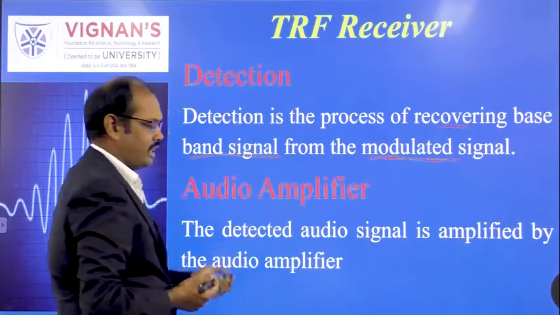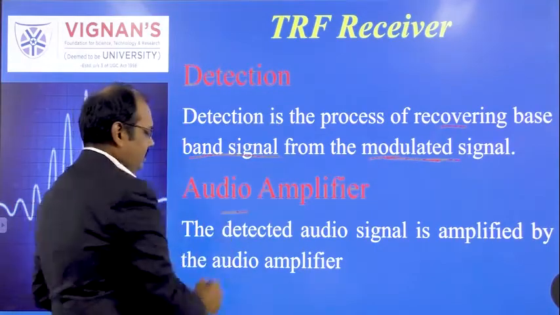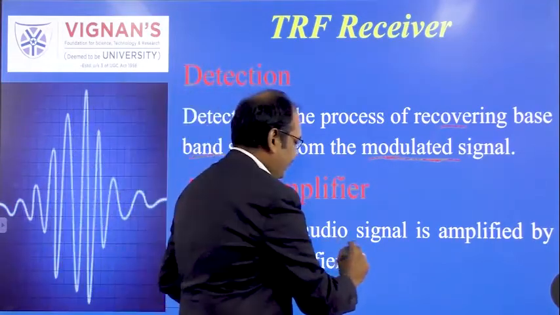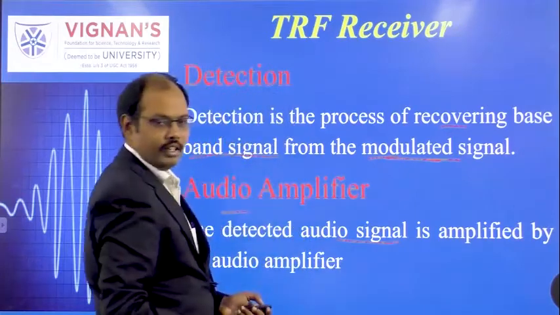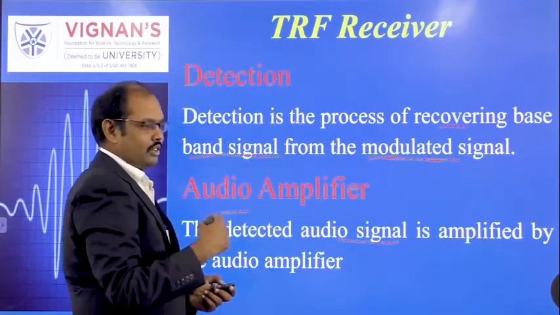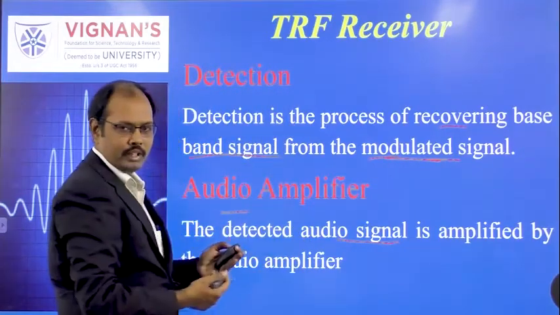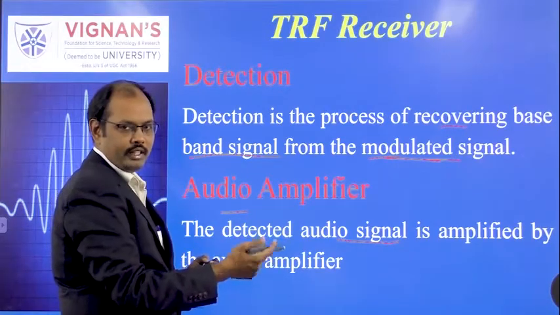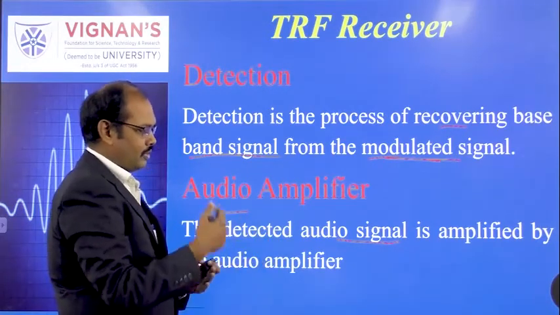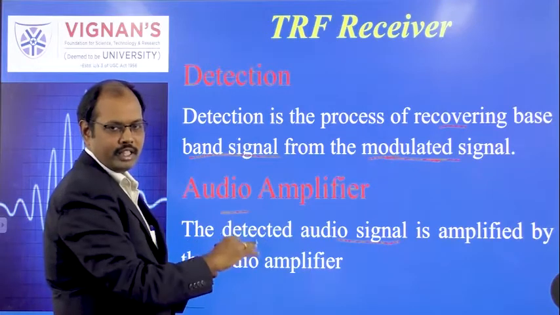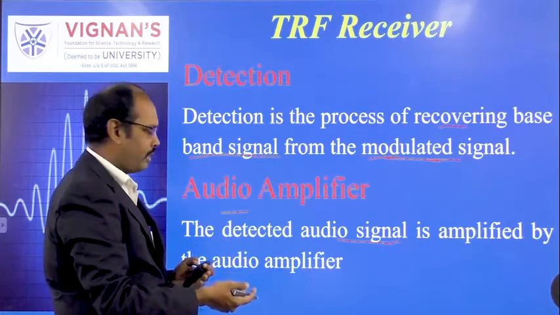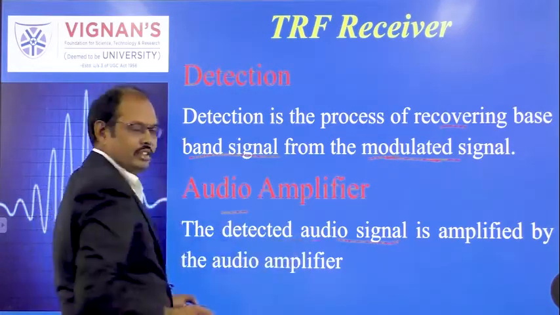The last part is about the audio amplifier. The detected audio signal is amplified by using an audio amplifier. The final output is the loudspeaker, so before going to the loudspeaker, it must be amplified. The audio voltage has to be amplified, so we will be using the audio amplifier.